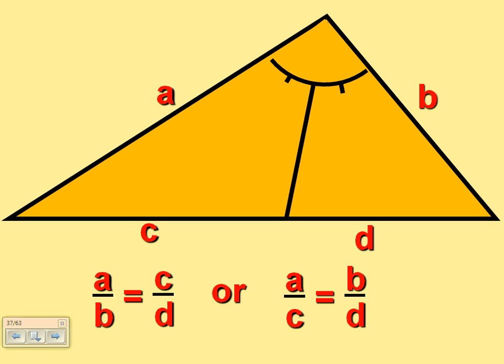I usually go A over B, but actually, I go both: A over B equals C over D, or A over C equals B over D. They both work. Okay? So, let's apply this right now.